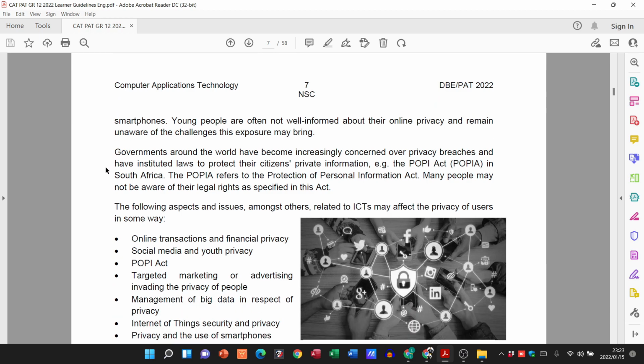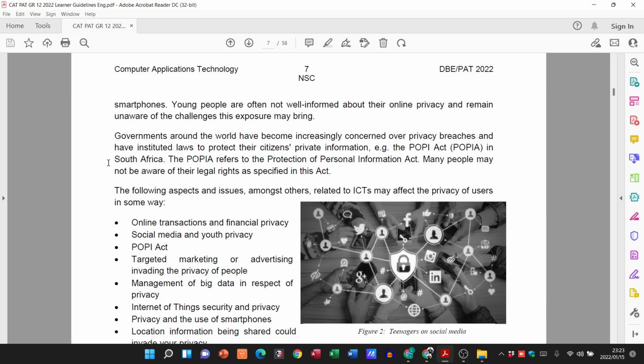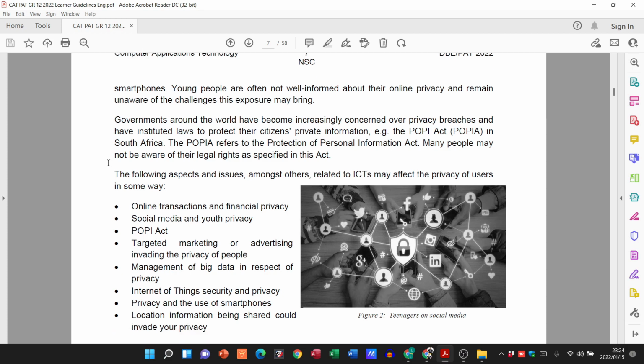Right, now they mention the government. This is what I was talking about earlier, the POPIA Act. Governments around the world have become increasingly concerned over privacy breaches and have instituted laws to protect their citizens' private information. For example, the POPIA Act in South Africa. POPIA refers to the Protection of Personal Information Act. Many people may not be aware of their legal rights as specified in this act. So people have heard about it, they're not quite sure what it actually means for them.